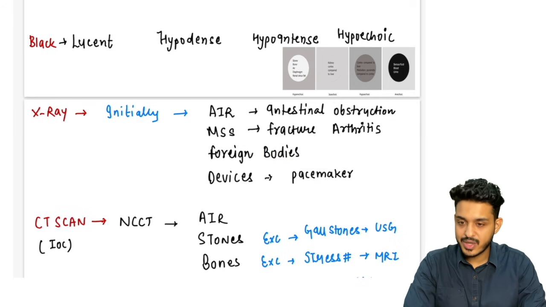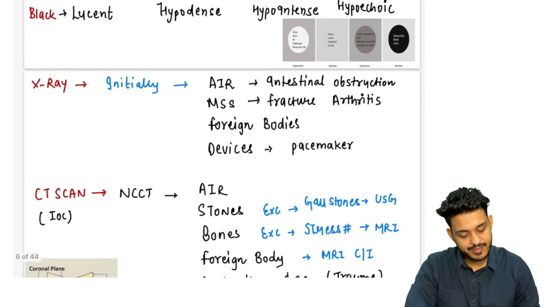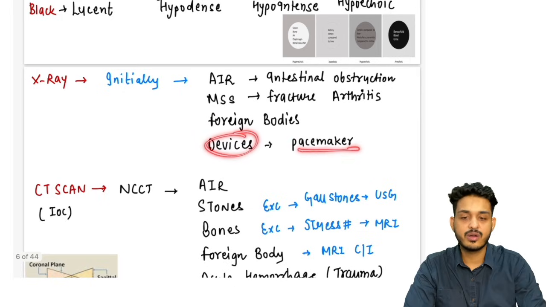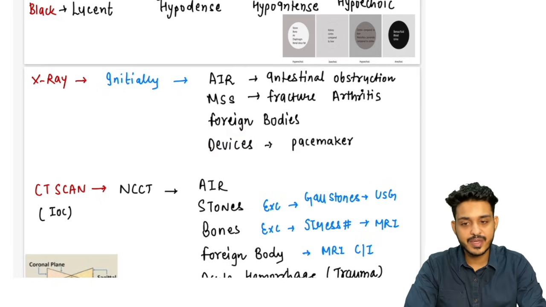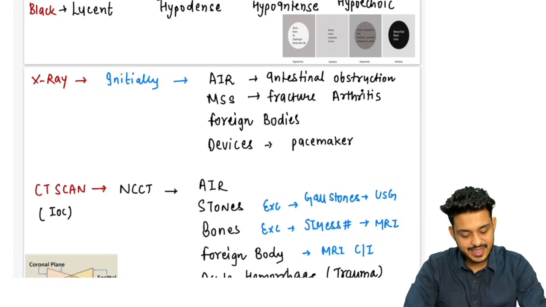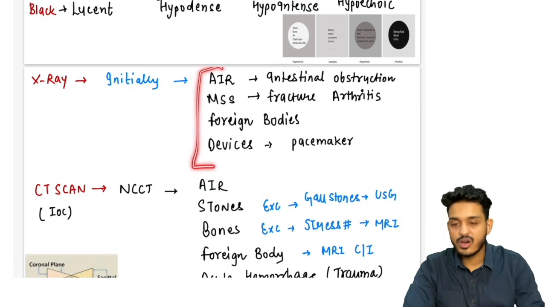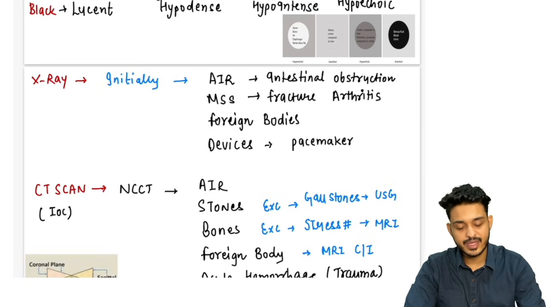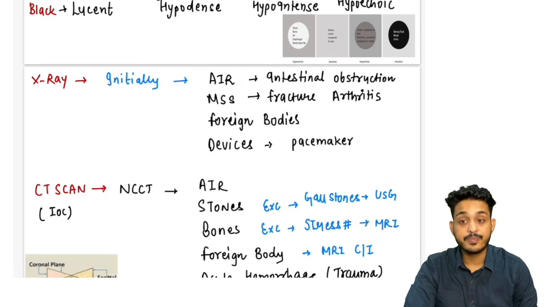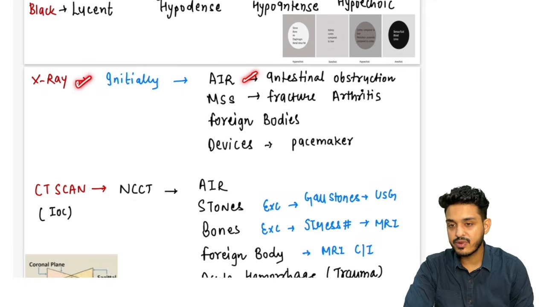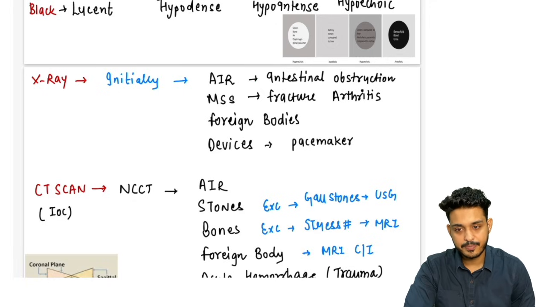That is going to be what? X-ray. Okay. Then we have certain devices, like implantation, like a pacemaker. This is also we are going to do what? X-ray, and we can identify these things in the X-ray. So anytime in the hospital, you need to identify air anywhere, the first line investigation is going to be X-ray, right?